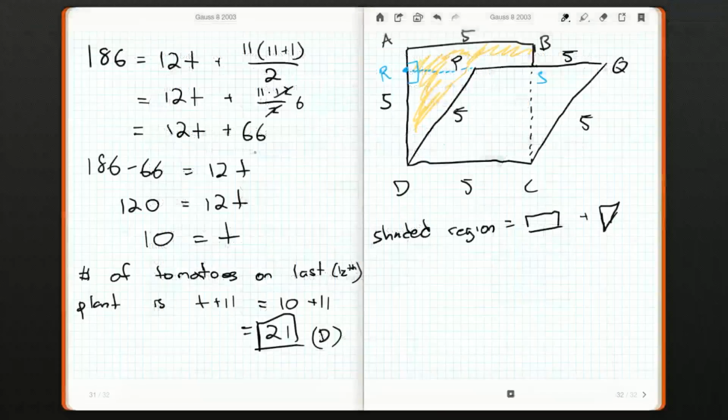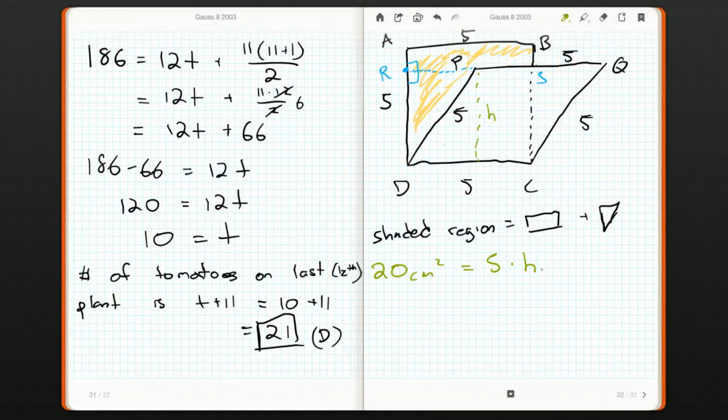Well, how do we figure out the area of a rhombus? Well, a rhombus is a parallelogram. And for parallelograms, the area is the base times the height. So 20 centimeters squared is the base times the height, but that's 5, the base of DC, times the height of h. Not that hard to see. h is going to be 4 centimeters. But h is how high up P is from DC, but that's exactly how high up R is from D. So we're left with 4 here.